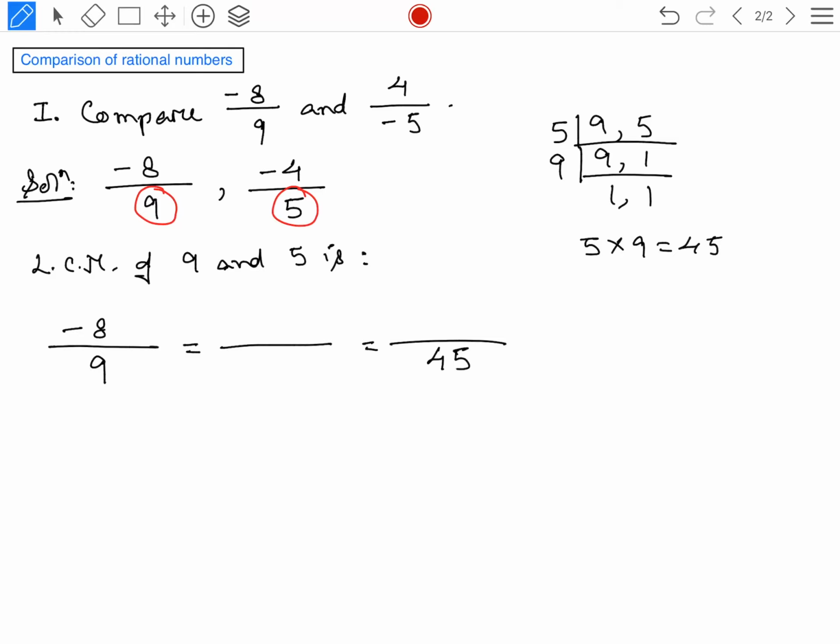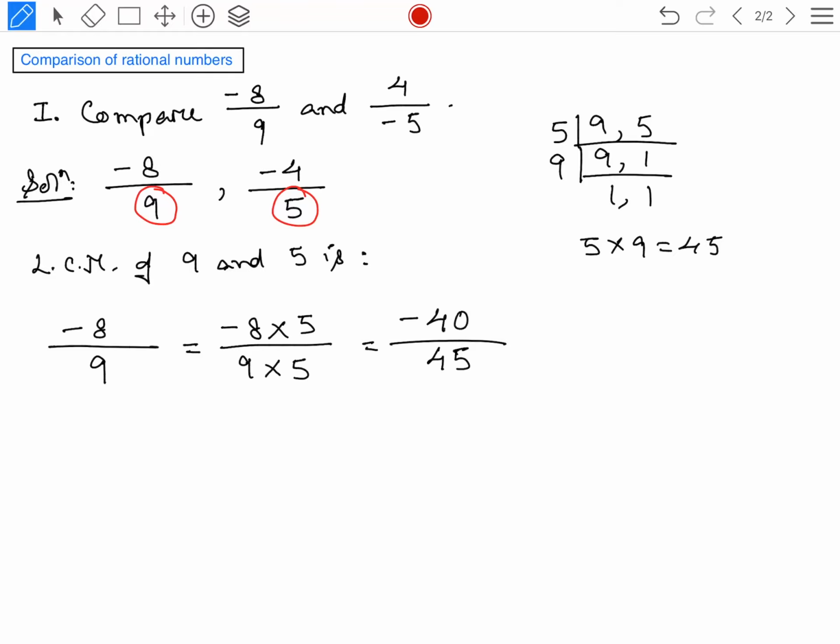We know that 9 5s are 45, yes or no? So we can write 9 into 5 because 9 5s are 45. Understood? Then if we multiply the denominator by a certain number, we have to multiply the numerator by the same number. That means the numerator was given minus 8. And by what we are multiplying the denominator? We are multiplying the denominator by 5, yes or no? So we'll multiply the numerator by 5. Minus 8 into 5. Okay, so minus 8 5s are how much? 40. Since it is minus, so it will be minus 40.